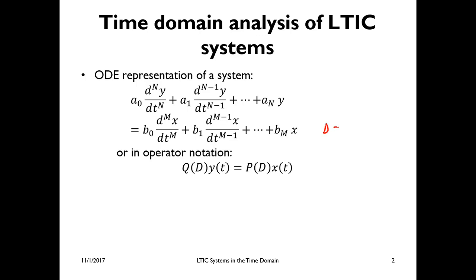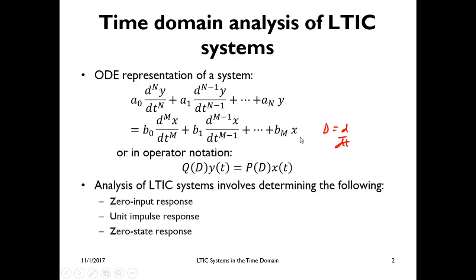D is the differential operator d by dt. So Q of D is simply going to be a polynomial of degree n, or of order n, that acts on our output signal y of t. P of D is going to be a polynomial of degree m that represents the differential operator acting on our input signal x. And what we're concerned with over here is determining what's referred to as the unit impulse response of the system represented by this differential equation, or sometimes simply referred to as the impulse response.